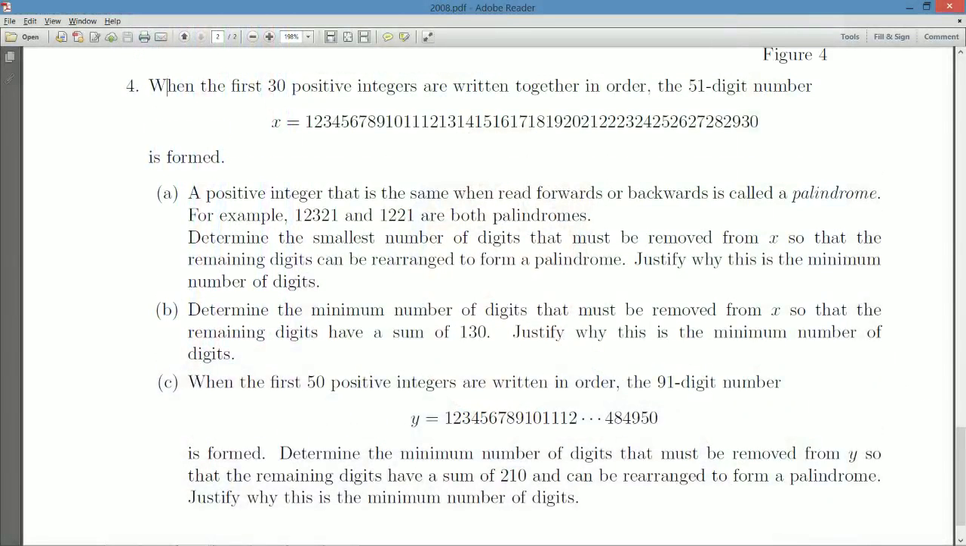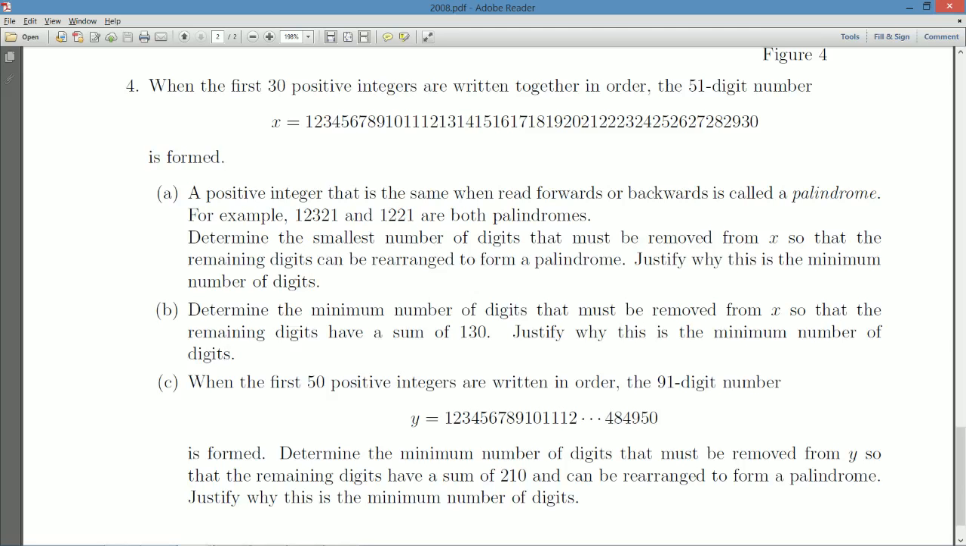When the first 30 positive integers are written together in order, the 51-digit number x equals 1, 2, 3, 4, 5, 6, 7, 8, 9, 10, 11, all the way up to 30 is formed. Alright, so I assume we're going to have questions about this kind of a number, one where we've concatenated a whole bunch of the positive integers in order.